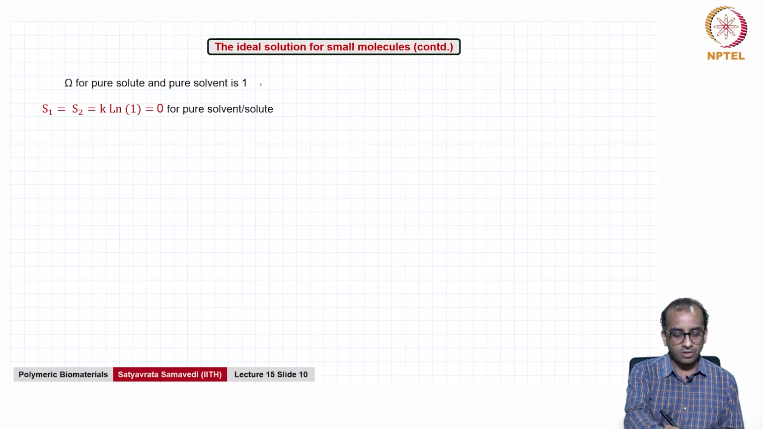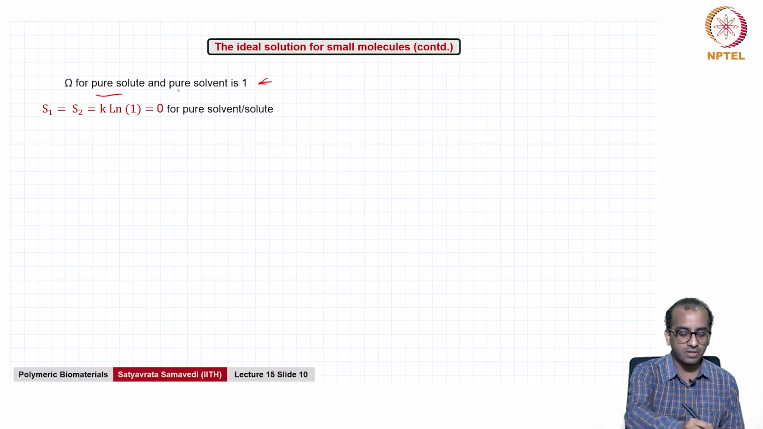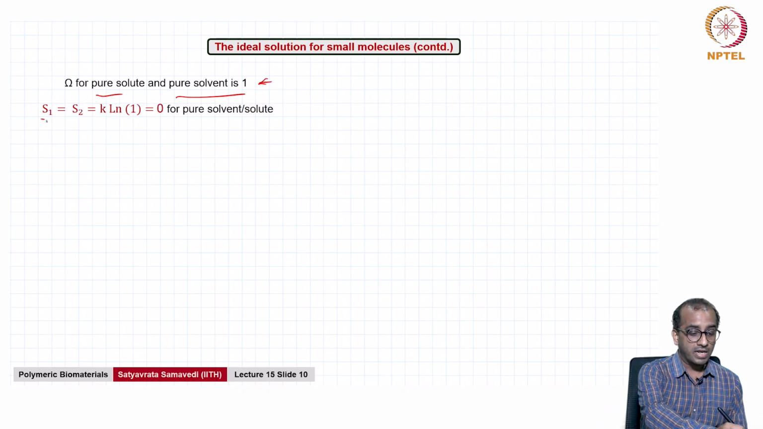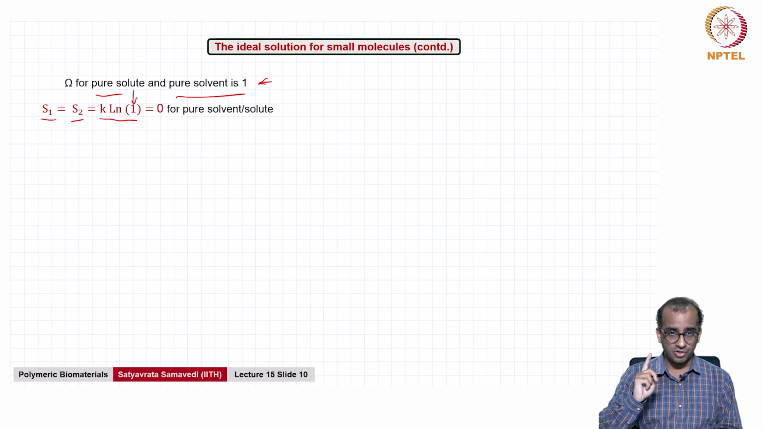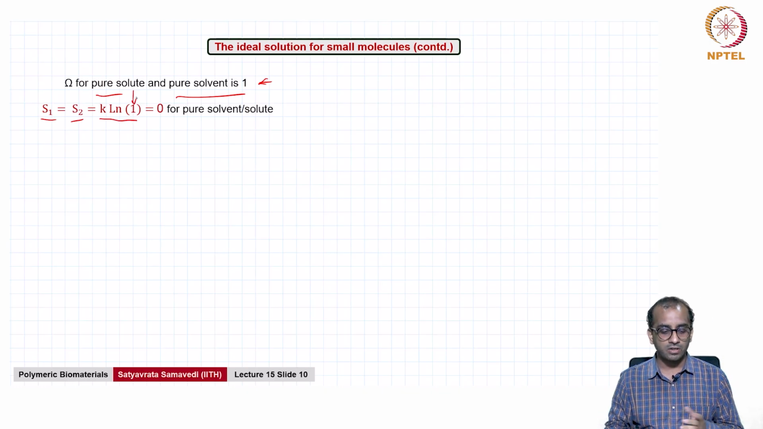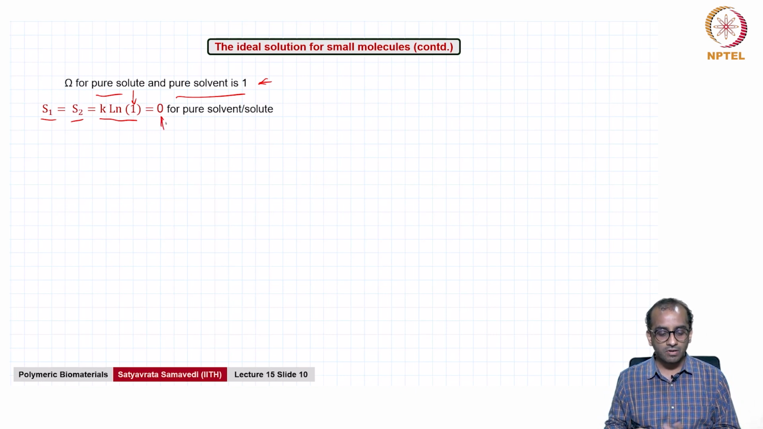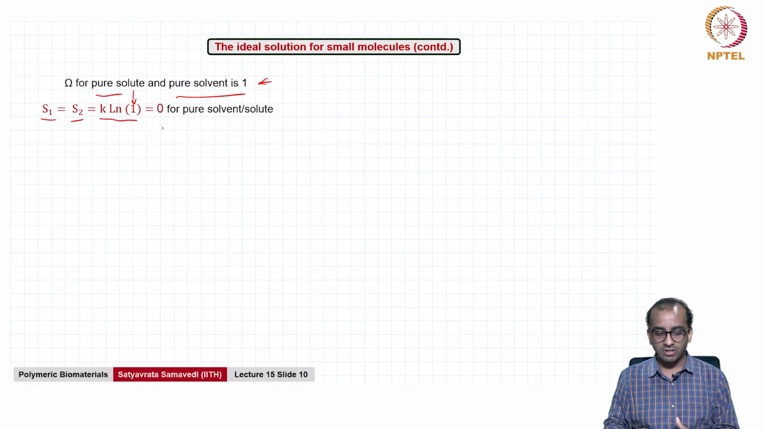Again, we note that the number of microstates for pure solute and pure solvent in the unmixed state is exactly 1. There is only one way in which you can arrange all the black balls in the pure state, all the red balls in the pure state. So, S1 and S2 will be k log of 1, which is just one configurational arrangement. So, the entropy will go to 0 for the pure solute and solvent case. That is not true in the mixed state.